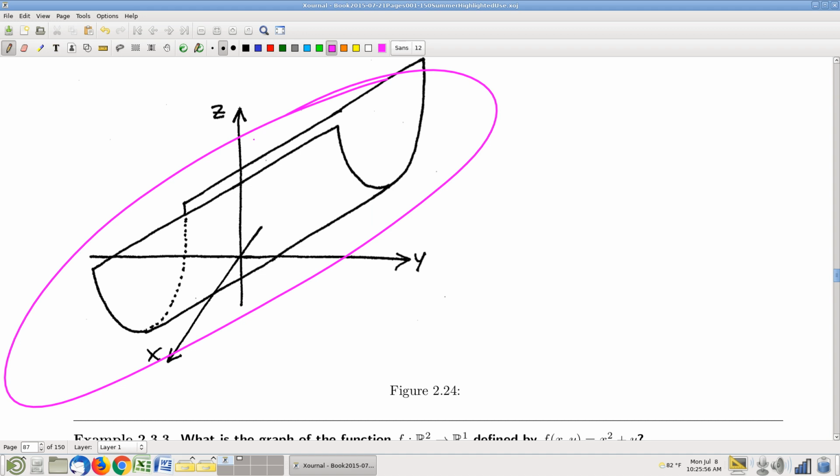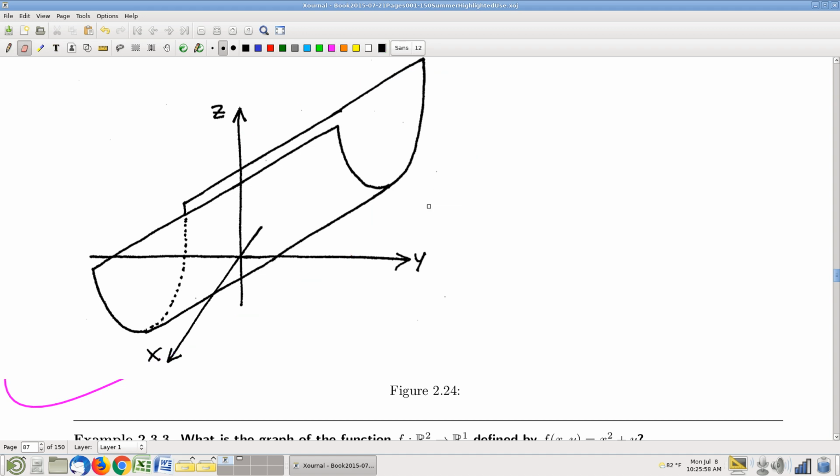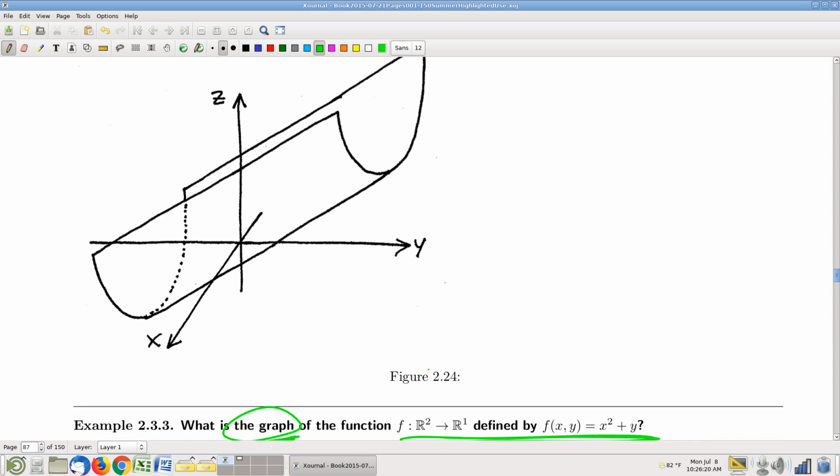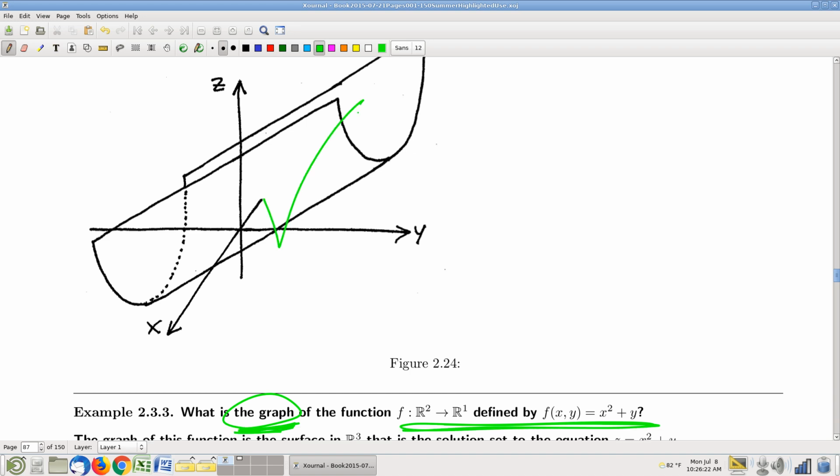How we doing? Okay, so now keep in mind we just spent 2 minutes talking about how to understand this equation. That's not really what we were here for. The purpose of this problem was not to understand an equation. The purpose of this problem was to answer the question of what is the graph of this function. And so the graph of that function is that surface.